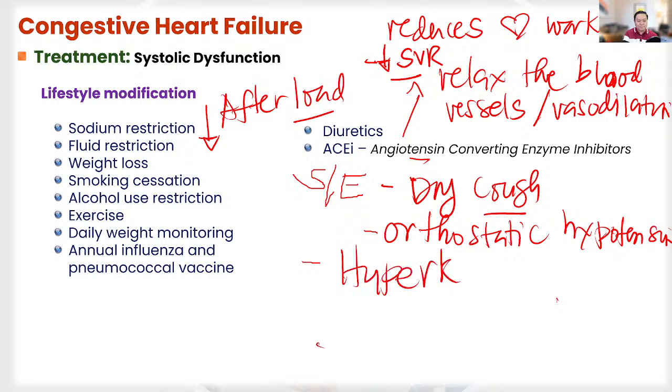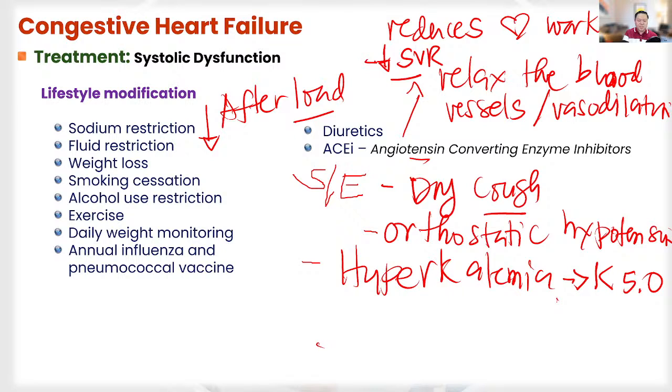Hyperkalemia. Excess potassium ions greater than 5.0. Okay? Excess potassium. The reason for the hyperkalemia, yeah, that's correct, Mary.